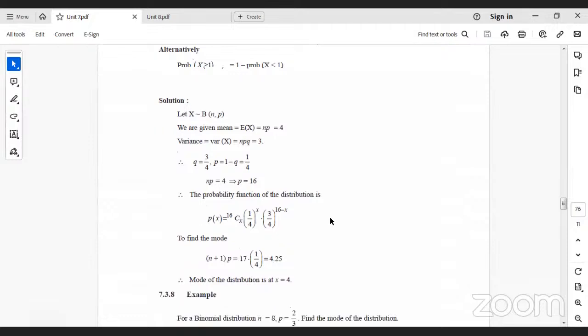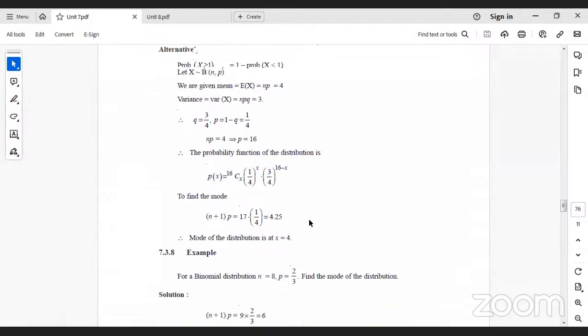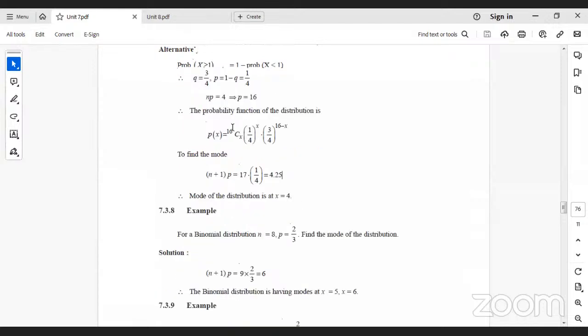The probability function of the distribution is P(x) equals 16Cx, 1 by 4 power x, 3 by 4 power 16 minus x. To find the mode, we take (n plus 1) into p. N plus 1 means 16 plus 1, which is 17, times 1 by 4. This is the formula (n plus 1) p. So 17 by 4 is 4.25, and since we cannot take 4.25, the mode is 4. We have to take 4 only.